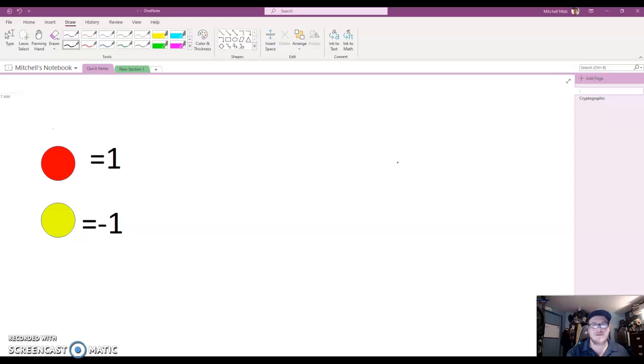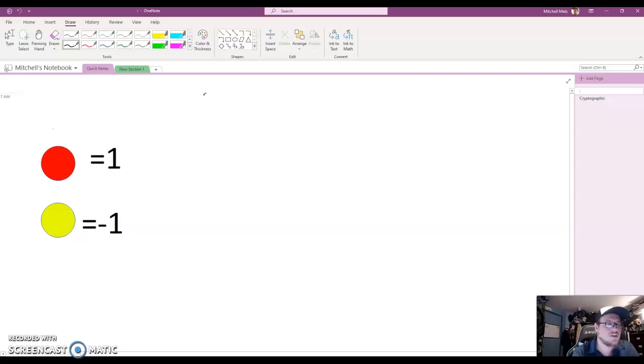For this tutorial, I'm going to show you a few more examples of how to model your integer addition with the colored circles. Again, the red circle represents positive integers, so positive 1, and our yellow circle represents our negative integers, or our negative 1. For our example problem now, we're going to do a positive plus a positive.